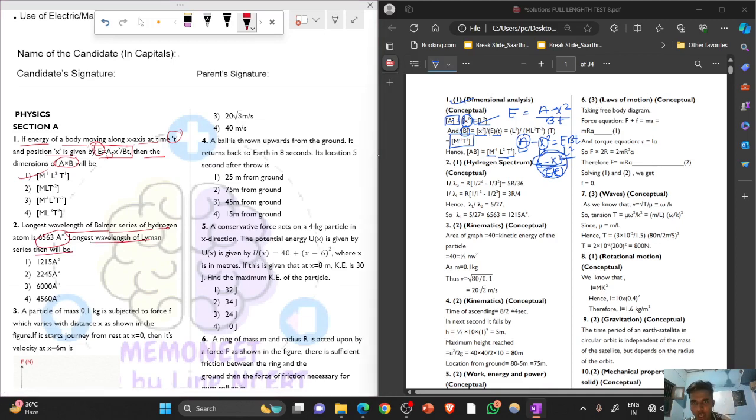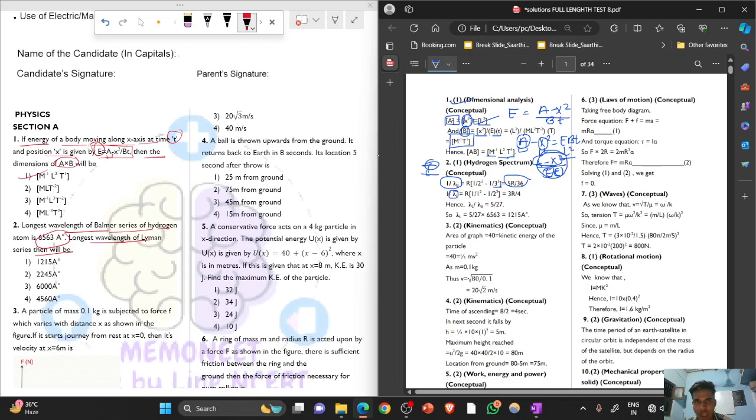Okay, you can calculate the wavelength by using this formula: 1 upon lambda equals R times 1 by n initial squared minus 1 by n final squared. In the case of Balmer, the final will be n equals 2, and for the longest wavelength, energy should be minimum, so it must come from the next shell, so it is 3. After solving you can get this, and it is asking about lambda L.